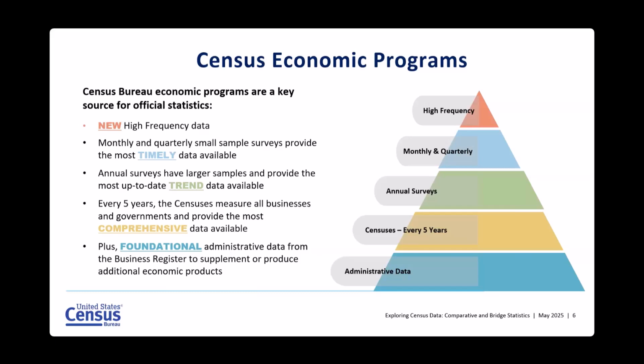Moving down another step are the annual surveys. These are surveys that provide data for nearly every sector of the economy. Data from these programs are useful for analyzing trends. Then we have the Economic Census. It is conducted every 5 years. This is our most comprehensive source for business data. Finally, at the base of the pyramid are administrative data that serve as the foundation for our statistics.